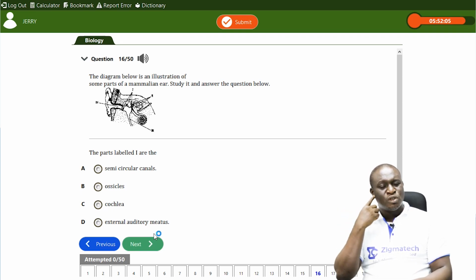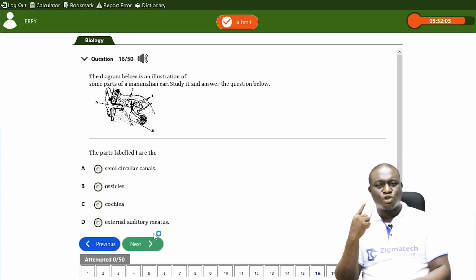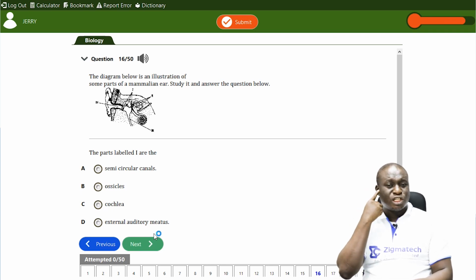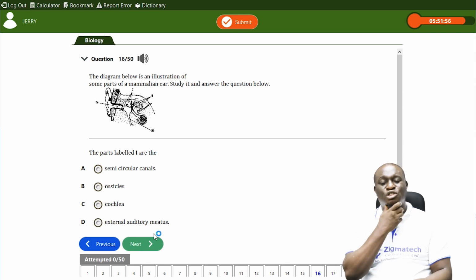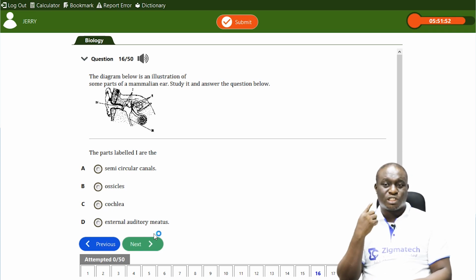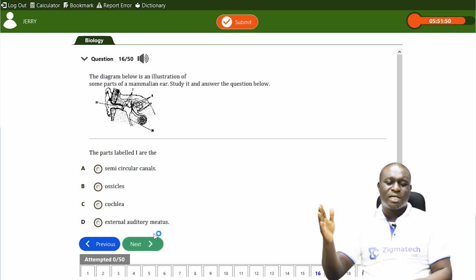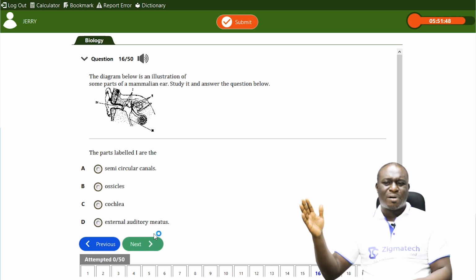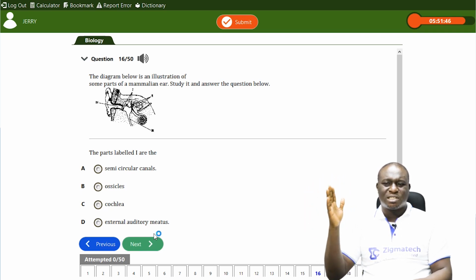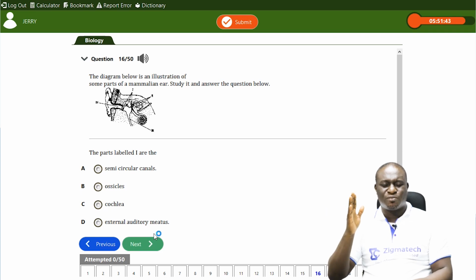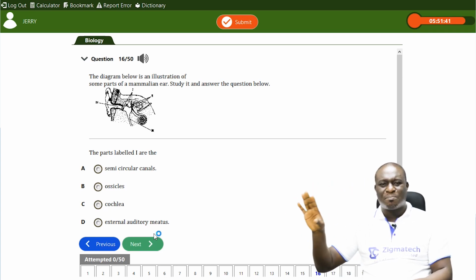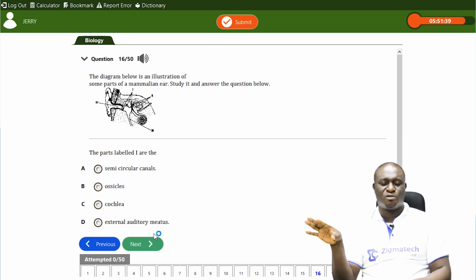The middle ear is also made up of what we call the eustachian tube. The eustachian tube is actually connected to the throat through the nostrils, a part of the throat, which is the pharynx. Then we have the cochlea, the semicircular canals, and so many other parts of the ear. These are the inner part of the ear.